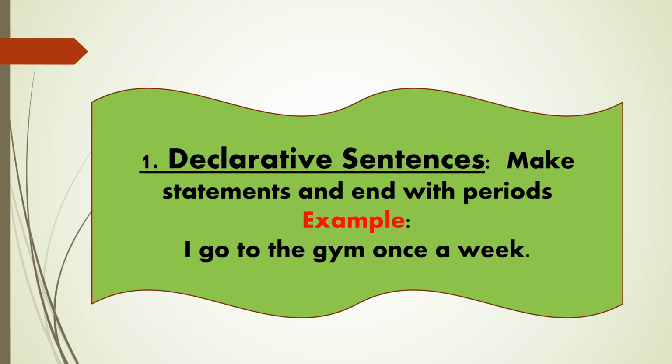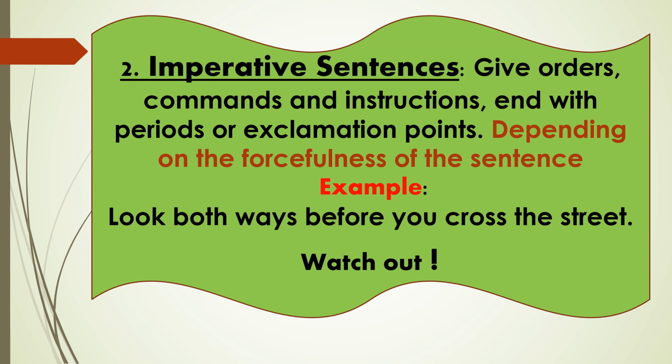You have an example. I go to the gym once a week. So this is a declarative sentence. I'm telling you that I go to the gym once a week. The second type is imperative sentences. They give orders, commands, or instructions. They end with periods or exclamation points, depending on the forcefulness of the sentence.